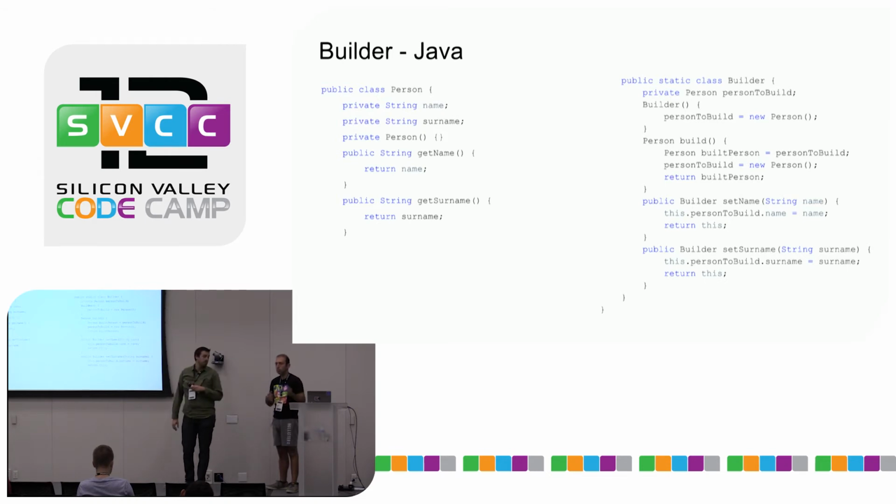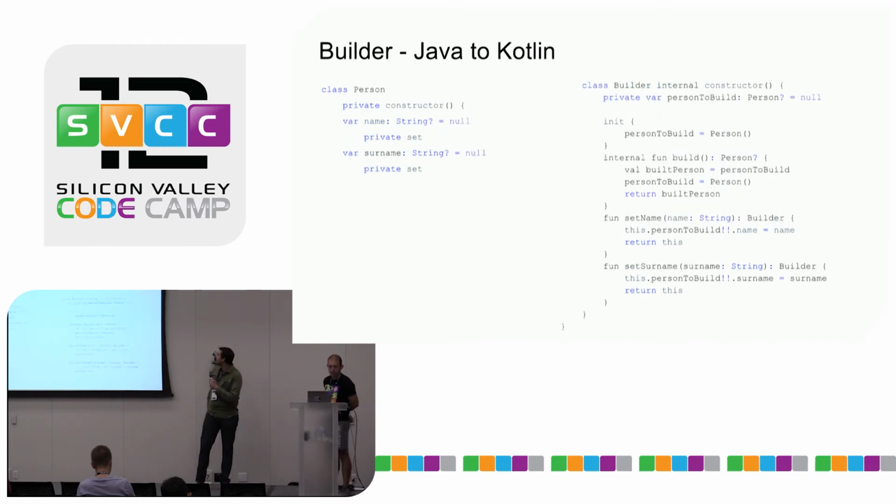One thing to add, if you're new to design patterns, you usually don't use a builder with two fields. It's more for complex objects that have a lot of properties, but we need to keep it short to fit in the slide.